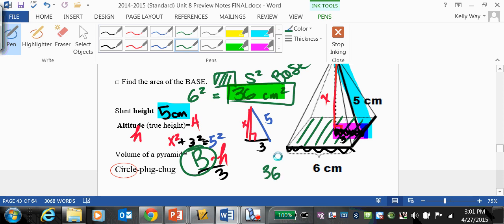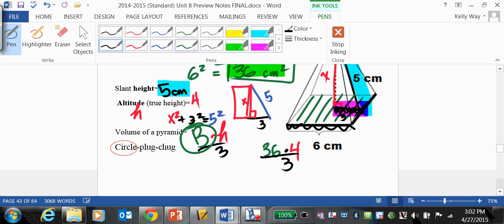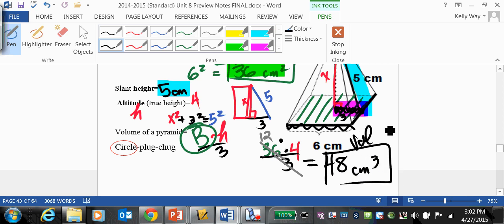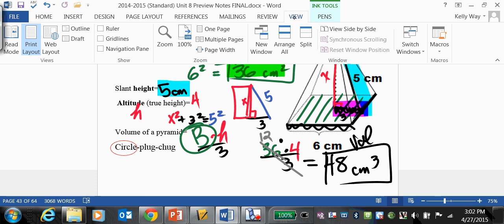That's right. So we're going to go 36 times our true height that we just found, which is 4, over 3. Key to multiplying is not actually multiplying here. So I'm going to go 3 goes into 36 12 times. 12 times 4 is going to be 48 centimeters cubed. Box that, write the word volume. It was 36 divided by 3.